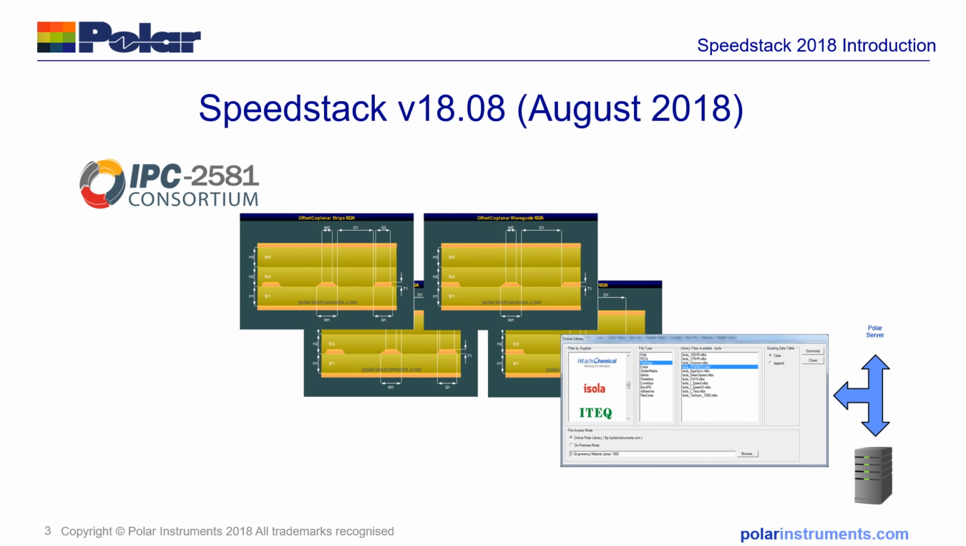There are three major features and a number of minor features in Speedstack 1808. The first is the ability to import and export files from CAD systems that are compliant with IPC-2581. The second is the addition of 8 new structures, 4 single-ended and 4 differential, that are very useful in flex rigid builds. And the third key feature is the ability to have an on-premise library.